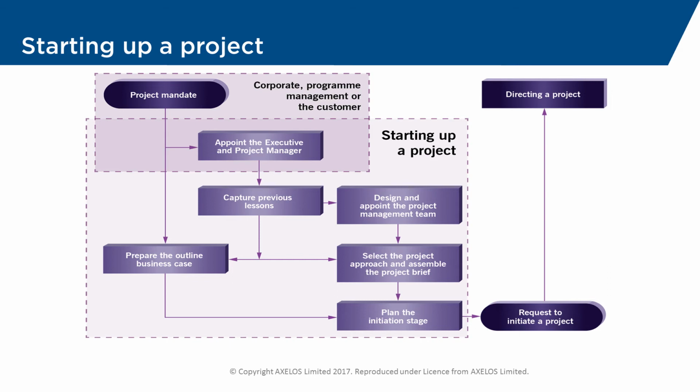Based on what we're going to be delivering and how we're going to deliver it, we'll need to consider the project management team. Who do we need in order to be able to deliver the products we need? We'll need to make sure that they're available, they're suitable, qualified if that's required. And that way we can confirm that we've got the team for the job.